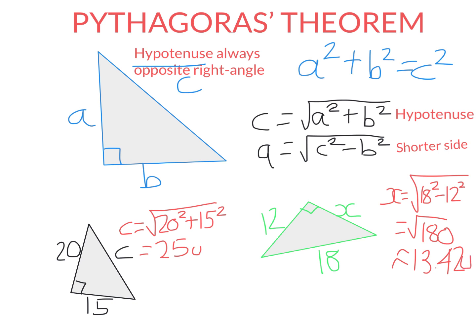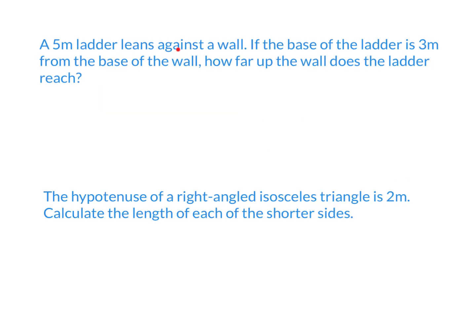All right, let's now look at a slightly harder question. So a 5-meter ladder leans against a wall. The base of the ladder is 3 meters from the base of the wall. How far up the wall does the ladder reach? So this would be pretty hard to know what's going on without seeing it. So if you get a worded question like this, first off, draw a diagram. So we have a 5-meter ladder here. It's leaning against some wall.